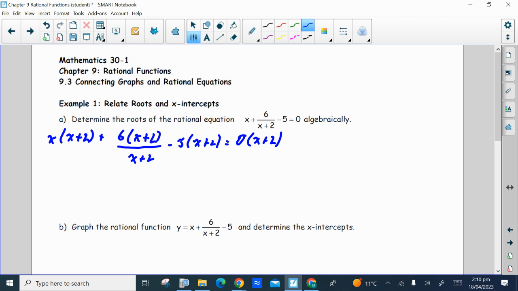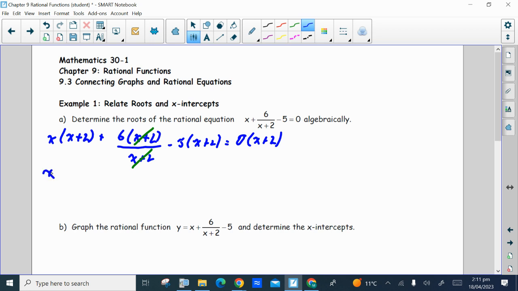So you've got three terms on the left. Remember, terms are separated by pluses or minuses. All three terms are multiplied by the common denominator. And on the right side, 0 is also multiplied by the x plus 2. And the whole point of doing that is so for that middle term on the left, the x plus 2's cancel. This is the reason that we multiply by the x plus 2.